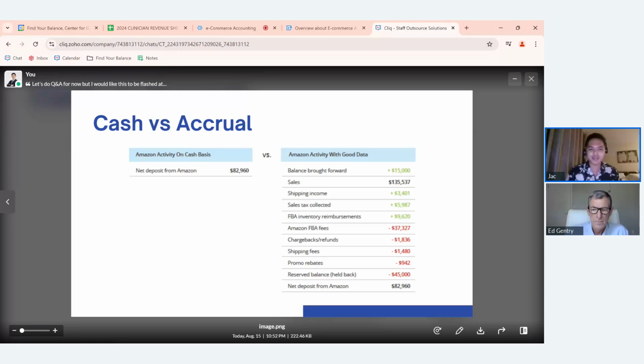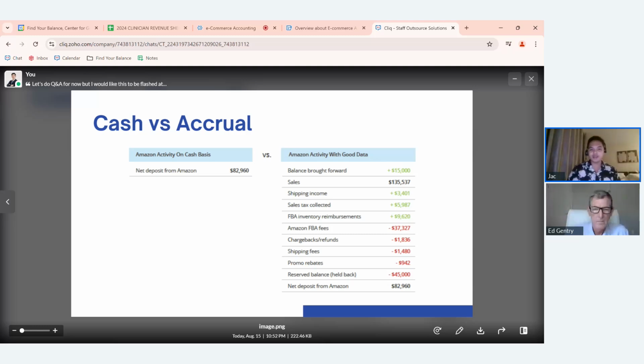Not really a diagram, but a certain set of data. I'm using Amazon as a test sample. So if we are using cash accounting, we are recognizing the revenue based on what was deposited in our account. Say, for example, we receive the number here, $82,860, in our bank account. Based on the cash basis, we would recognize this as income.